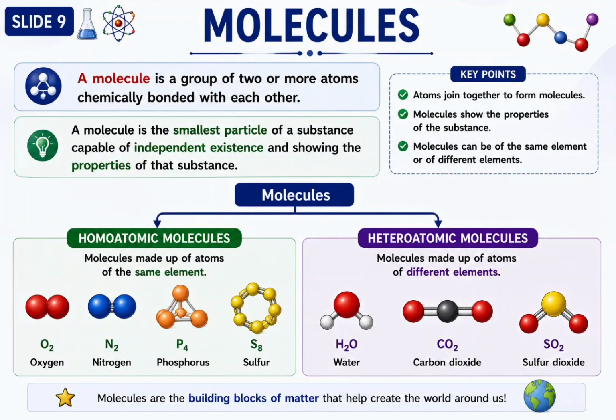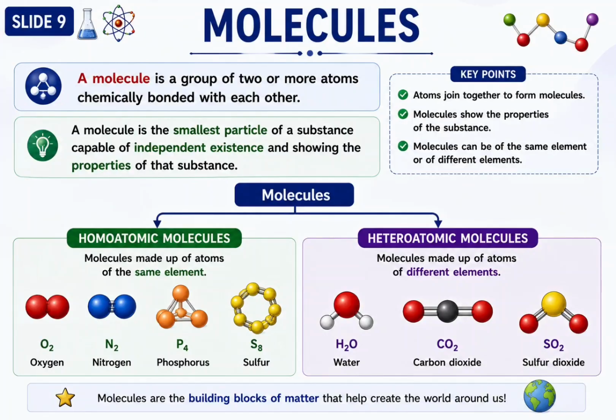Now, suppose two children join hands. They are still two children, but together they form a group. Atoms can do something similar. When atoms chemically join together, they form a molecule. For example, two hydrogen atoms join together to form H2, two oxygen atoms join together to form O2, and two hydrogen atoms and one oxygen atom join together to form water, H2O.